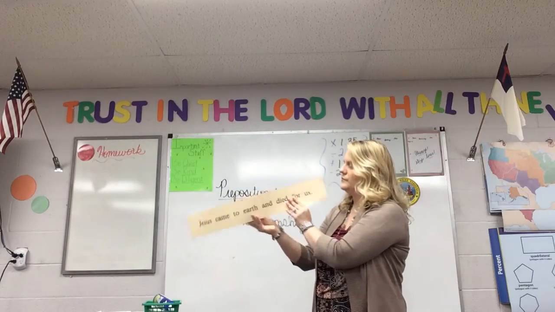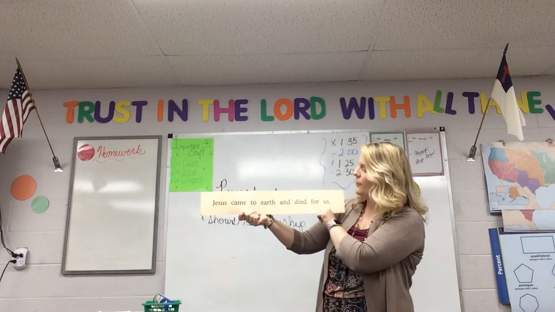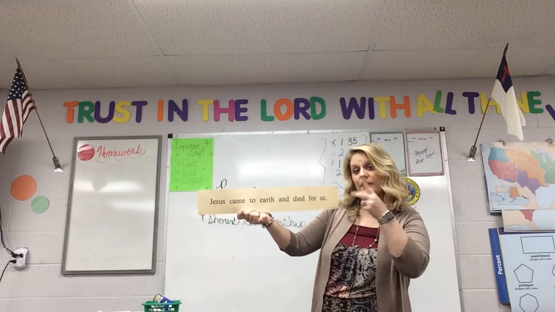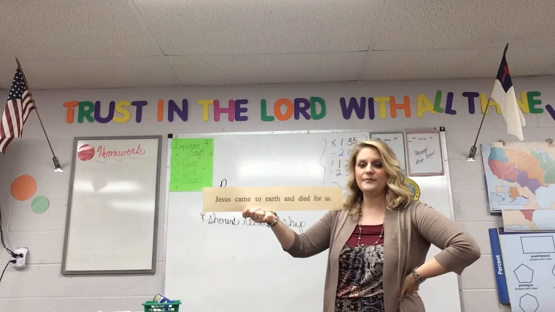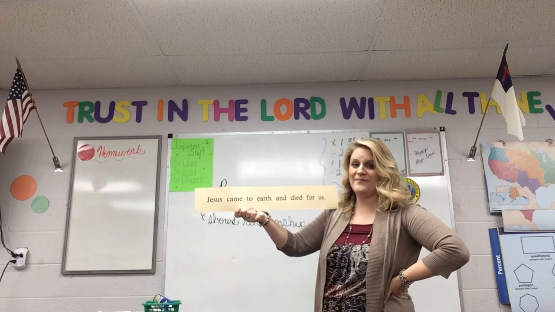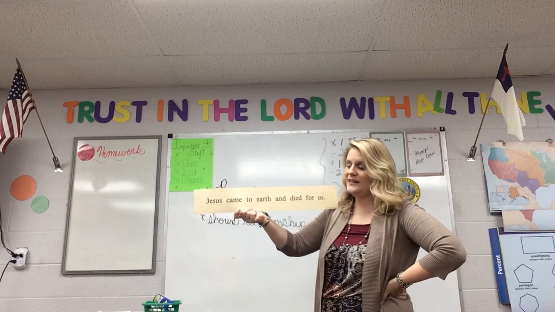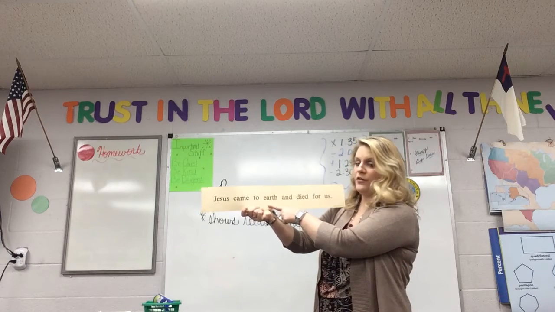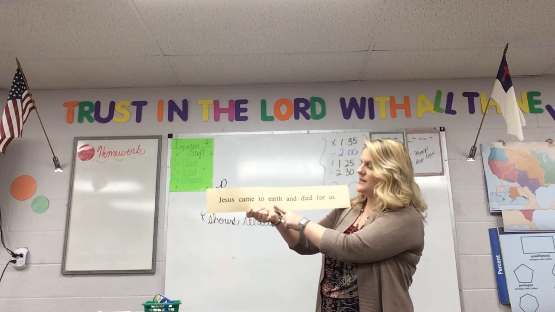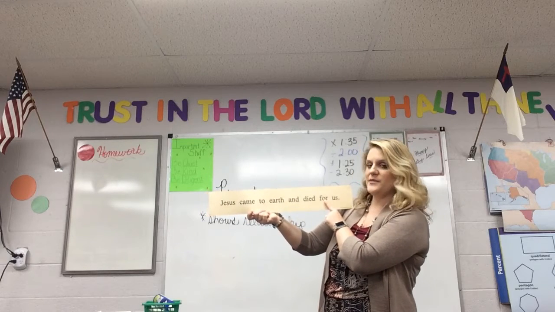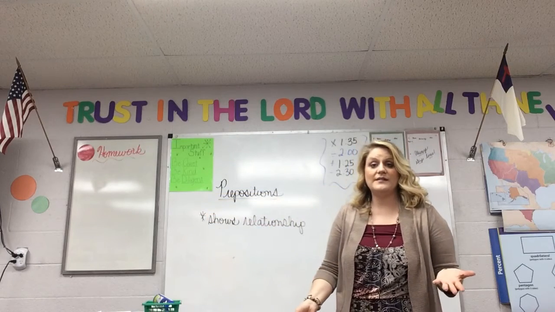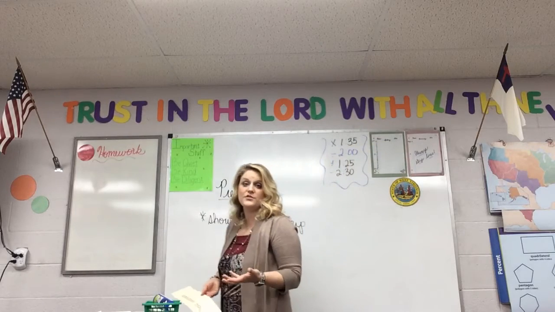Look at this one. Jesus came to earth and died for us. Now, I'm not going to say anything. I'm going to let you look at this for a second. There are 2 prepositional phrases here. See if you can tell what they are. Okay. Now, hopefully you've seen 2. One of them starts with the word to. To earth. The other one is for us. This is my preposition. This is the object of the preposition. This is my preposition. This is the object of the preposition. Okay? So those are just 2 examples of sentences that are using prepositional phrases.